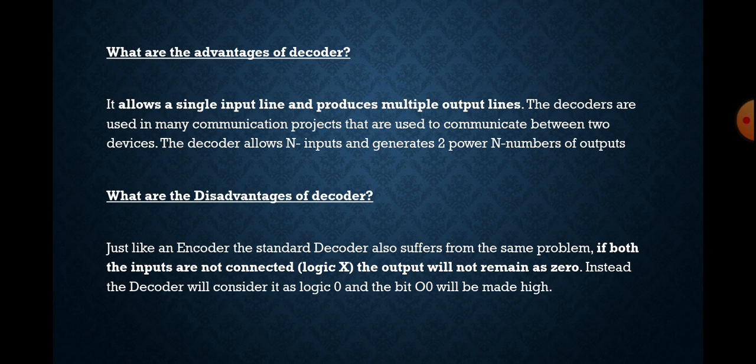A disadvantage of the decoder, just like an encoder, is that a standard decoder suffers from the same problem. If both the inputs are not connected, the output will not remain as 0. Instead, the decoder will consider it as a logic 0, and a bit 0 will be made.